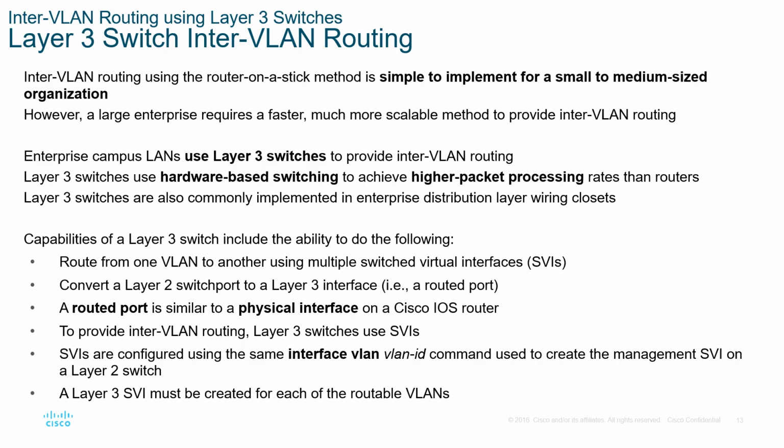To provide inter-VLAN routing, layer 3 switches use those SVIs. SVIs are configured using the same interface VLAN ID command that we use to create the management SVI on a layer 2 switch. A layer 3 SVI must be created for each one of your VLANs that you need to have routable.